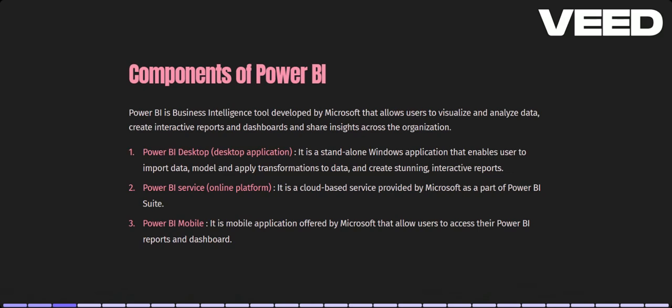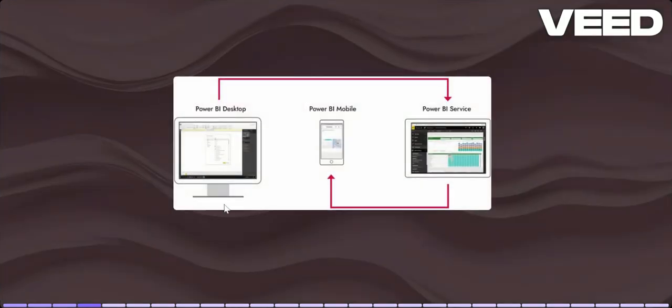And then one more component is the mobile platform. Power BI is also available as a mobile application offered by Microsoft. That will allow us to access Power BI reports and dashboards from our mobiles. You can also download that application from the Play Store. So these are the different components of Power BI. Let's see how they look.